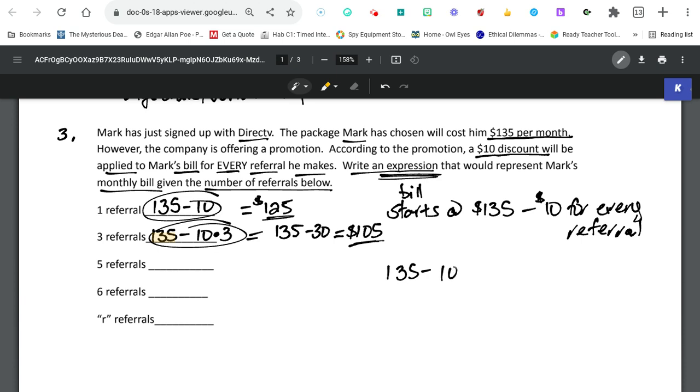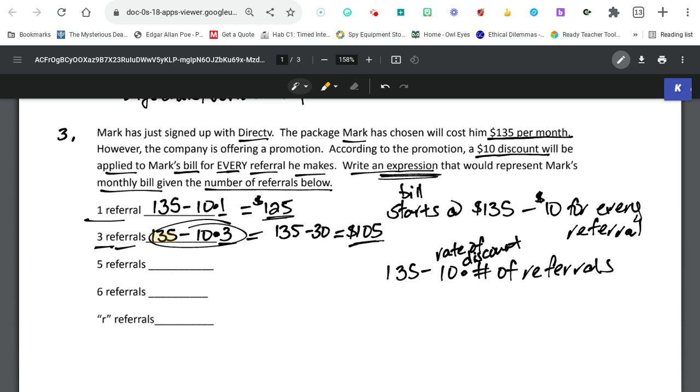We're subtracting the rate of discount, but it's times something. 3 refers to the referrals, so times the number of referrals. And I'm going to go back up here. So 10 is basically, we have 1 referral. It's just 10 times 1. Okay. 1 referral, 3 referrals.